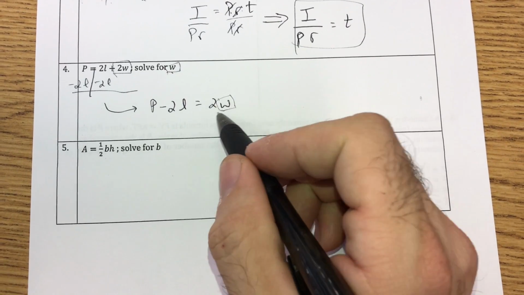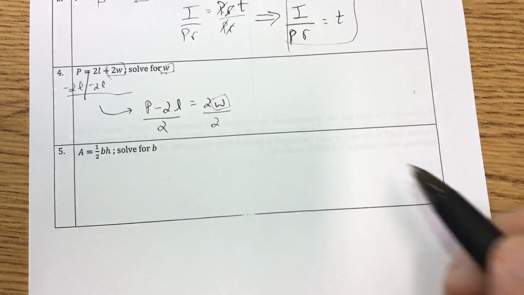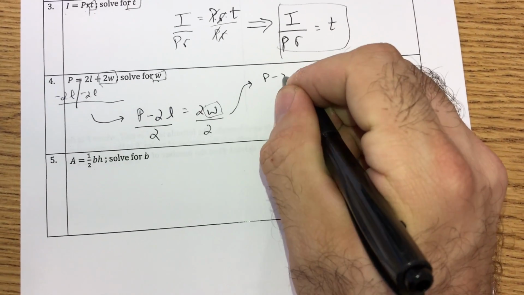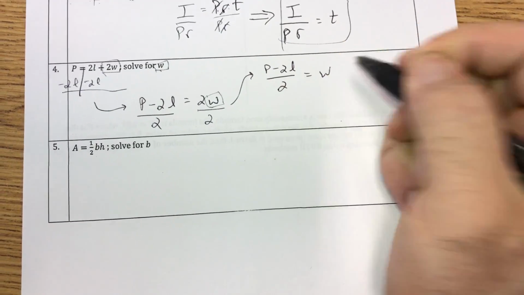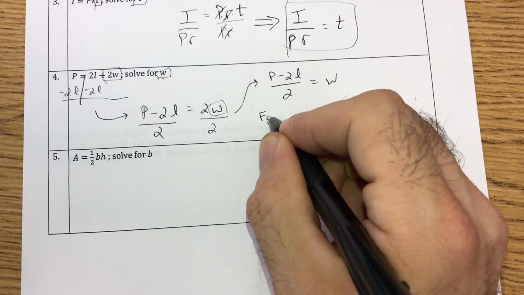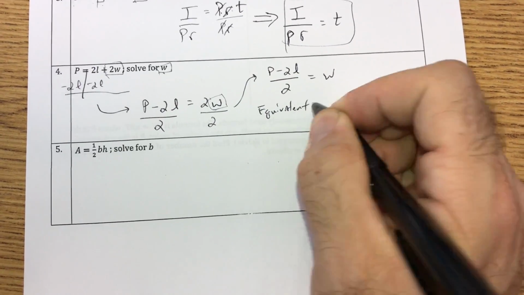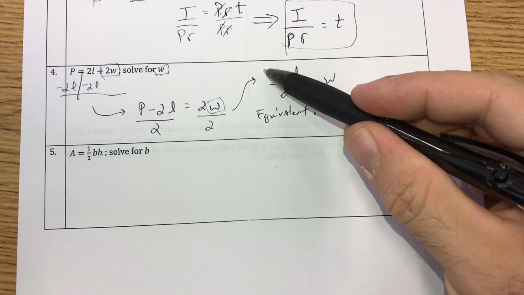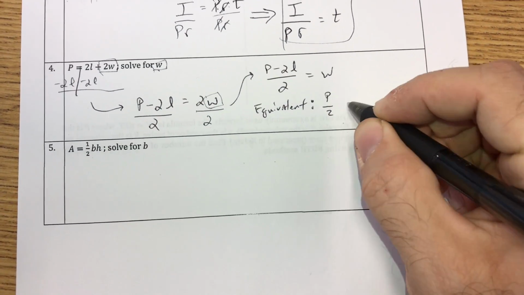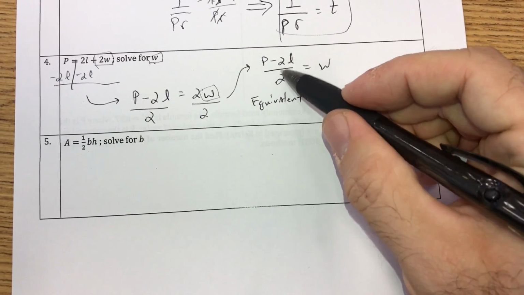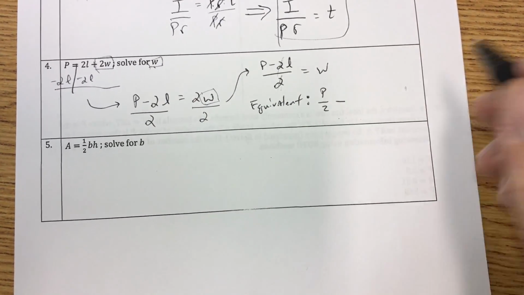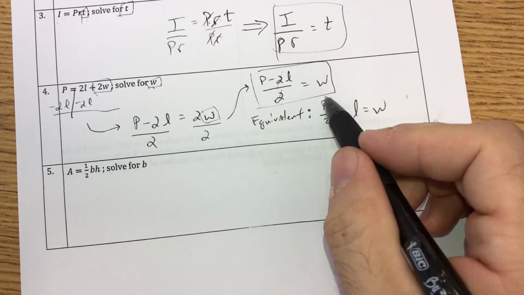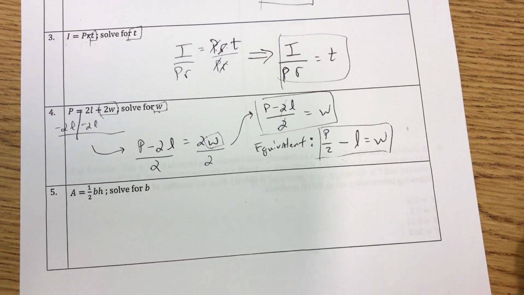I still want to get the W by itself, so I divide both sides by 2. And when I divide both sides by 2, I divide everything by 2. So we'll continue over here. This is P minus 2L over 2 equals W. I can also write an equivalent equation, because everything on this side is divided by 2. So I could rewrite it as P divided by 2 minus, well, 2 divided by 2 is 1. The 2's would technically cancel out, and I just have L equals W. Both of these are acceptable answers because they're equivalent.